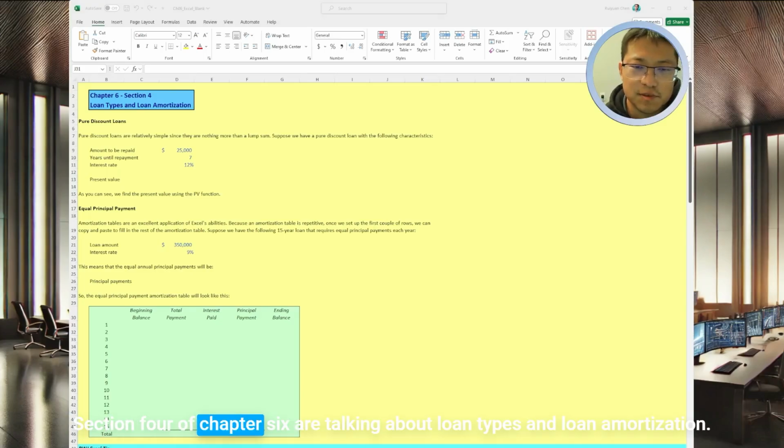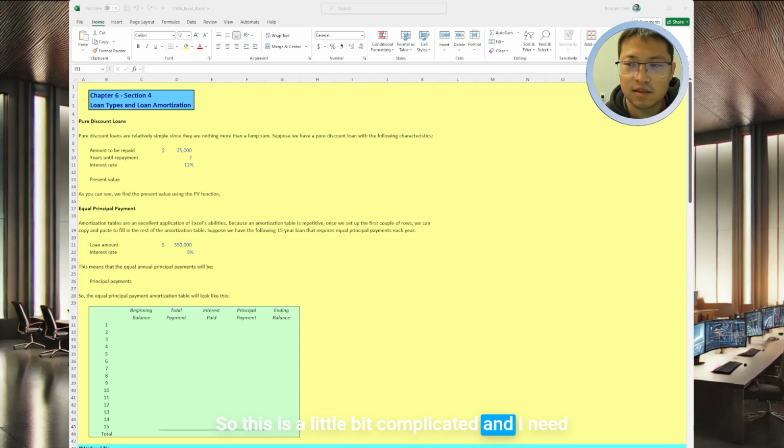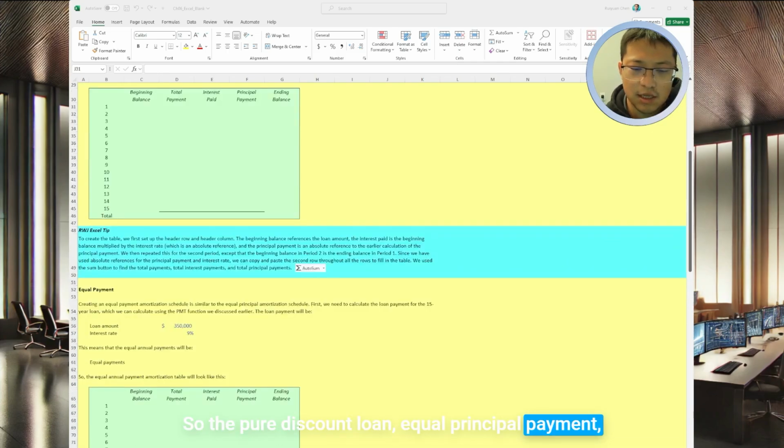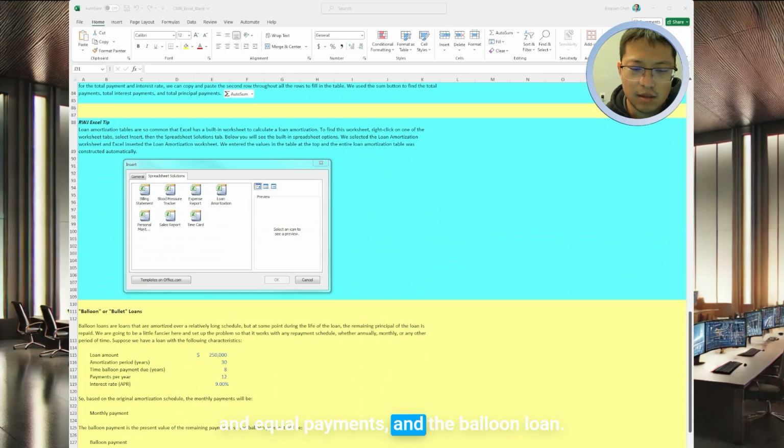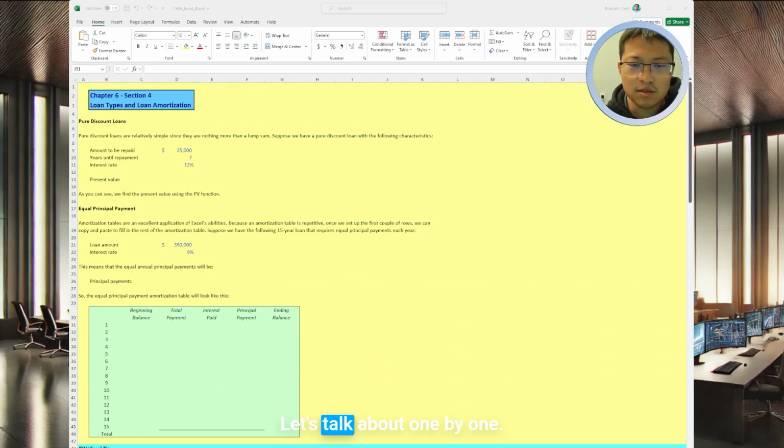Section 4 of Chapter 6 is talking about loan types and loan amortization. This is a little bit complicated and I need you guys to focus more and follow with me. We want to talk about a few different loan types: the pure discount loan, equal principal payments, equal payments, and the balloon loans. Okay, let's talk about them one by one.